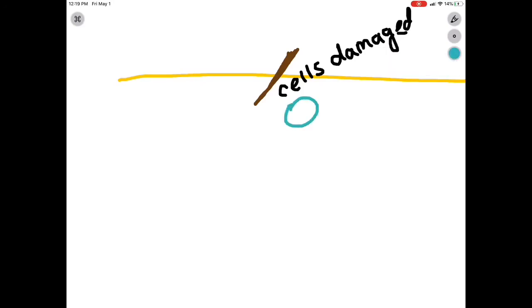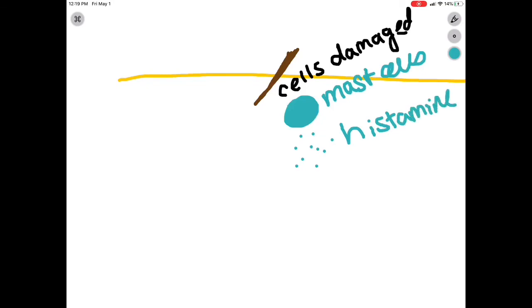There are going to be invaders that are going to be able to get inside. So then we have this mast cell here, which is going to release histamine. And the histamine is going to signal for other mast cells to come over, as well as for an immune response to start. This is where you're going to start to see inflammation of the blood vessels. And since there's inflammation of the blood vessels, that makes more room for the macrophages.